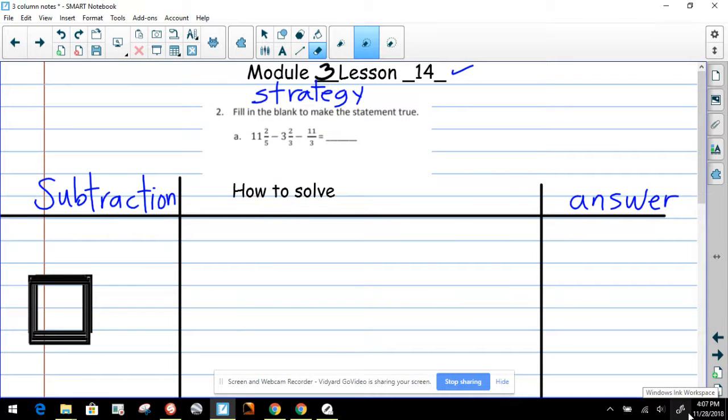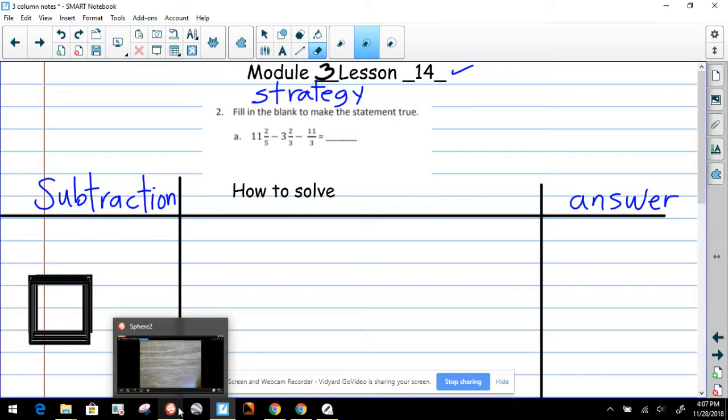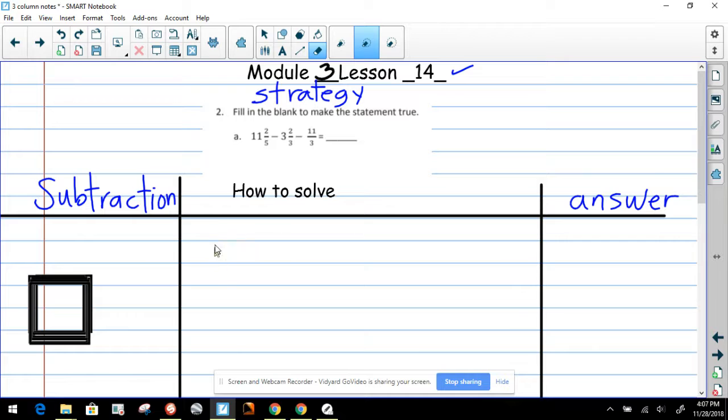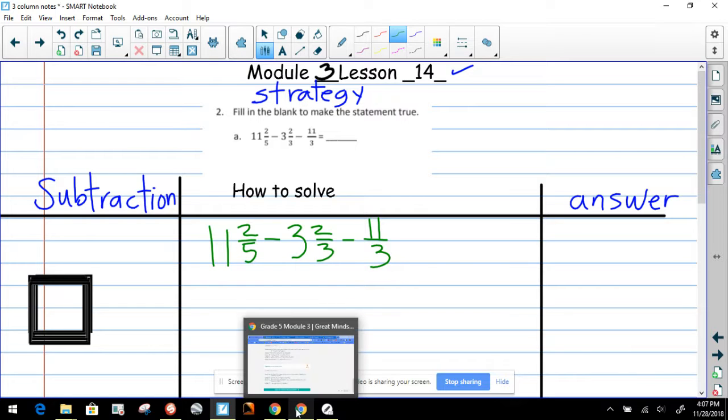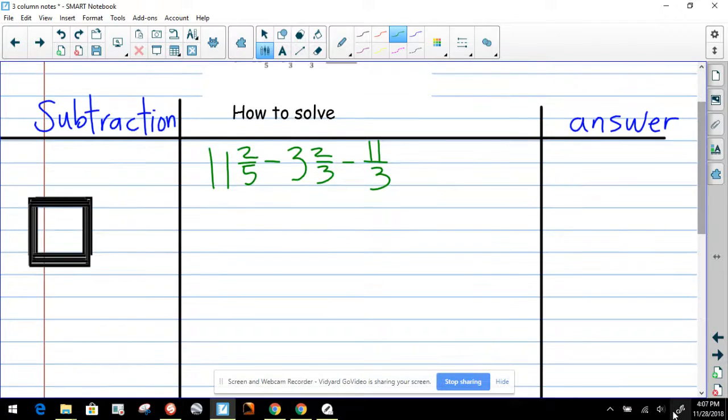We're continuing with Module 3, Lesson 14. Let's see what strategy we're going to be using today to solve this problem. It looks like this is a subtraction: 11 and 2 fifths minus 3 and 2 thirds minus 11 thirds. So far, so good. Now, the first thing I encourage you to do is make observations. So we know that we have these common denominators, so we can probably do this.